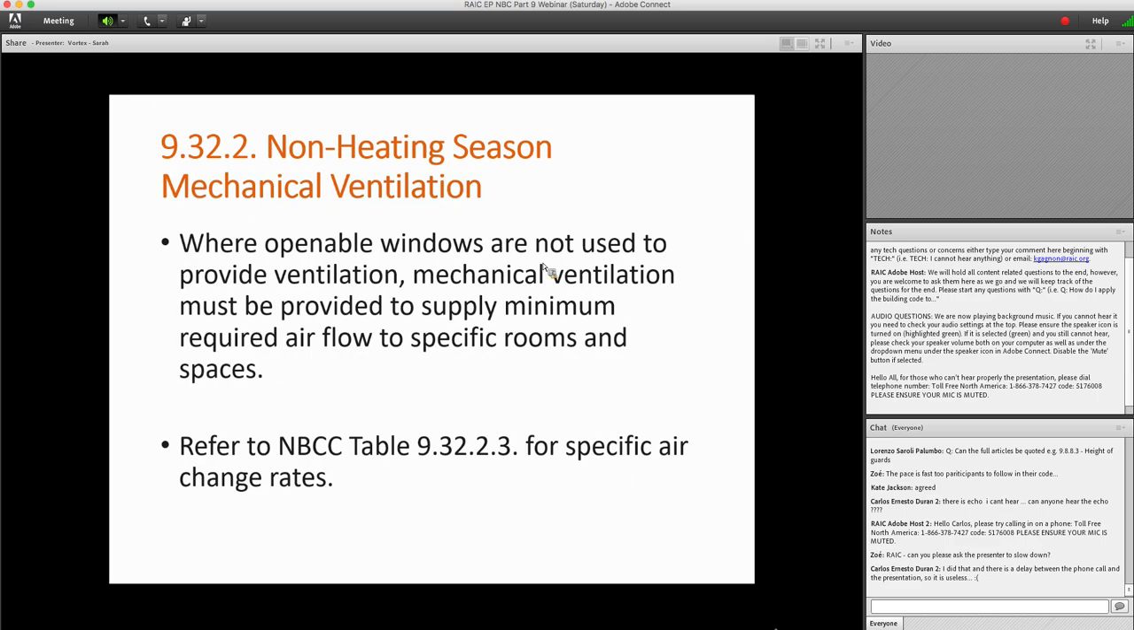Where openable windows are not used to provide this ventilation, minimum mechanical ventilation must be provided. There are minimum airflows for specific rooms and spaces, specifically in terms of air change rates in Table 9.32.2.3.